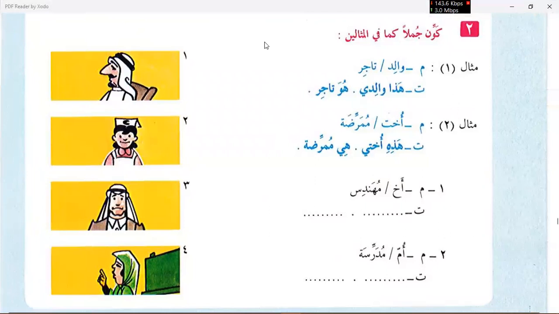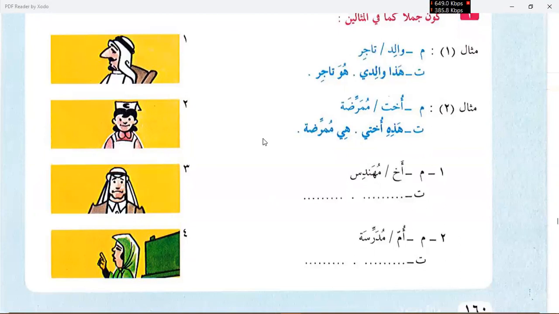So the next student is Mr. Rizwana. Make the sentence. Assalamu alaikum. Alaikum assalam. Haza Akhi. Huwa muhandis. Hazihi ummi. Hiya mudarrisa.